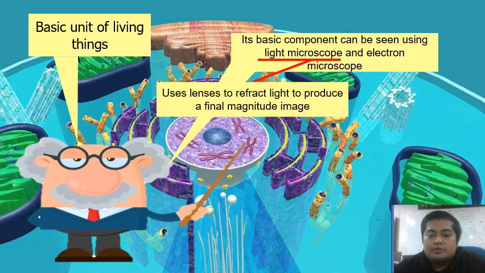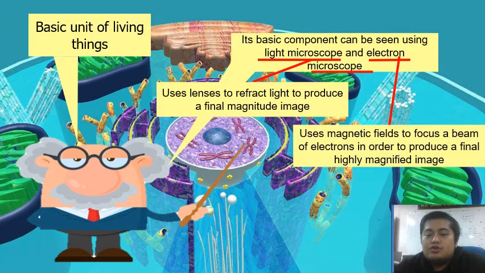So the light microscope uses lenses to refract the light to produce a magnified image, while the electron microscope uses a magnetic field to focus a beam of electrons in order to produce a final highly magnified image. So dengan kata lain, elektron mikroskop ni dia lebih sesuai untuk digunakan kalau kita nak tengok benda yang lagi kecil. Kalau kita nak fokus pada benda yang lagi kecil, kita akan gunakan elektron mikroskop. Kalau setakat nak tengok biasa je, kita boleh guna light microscope.